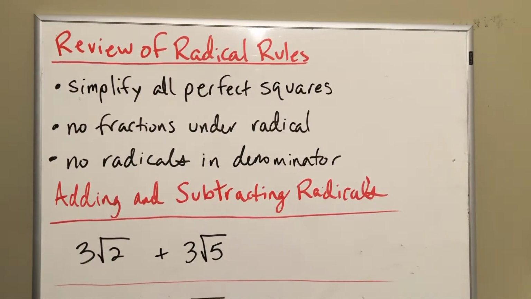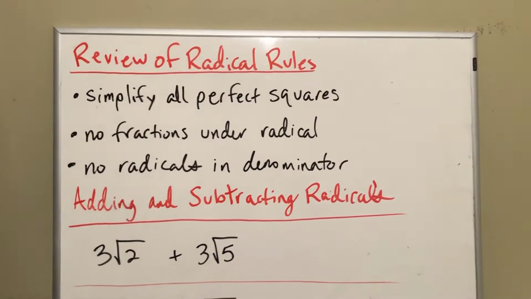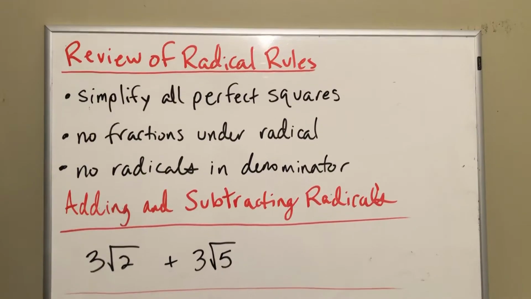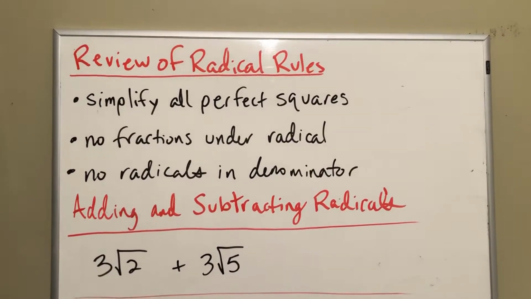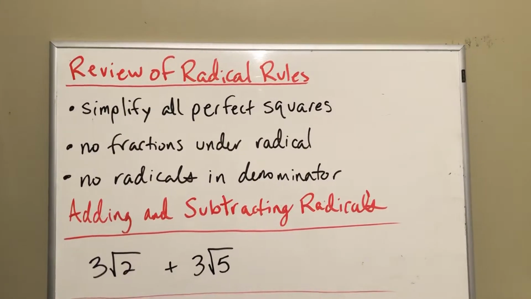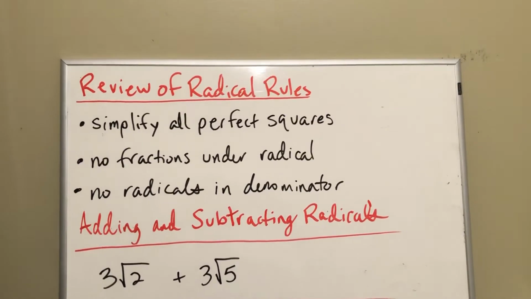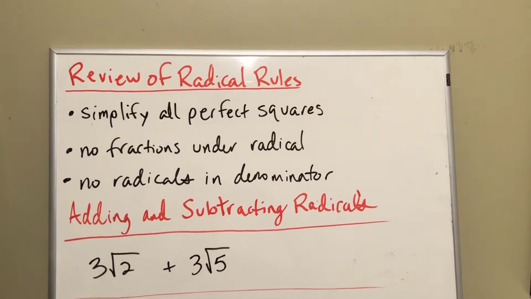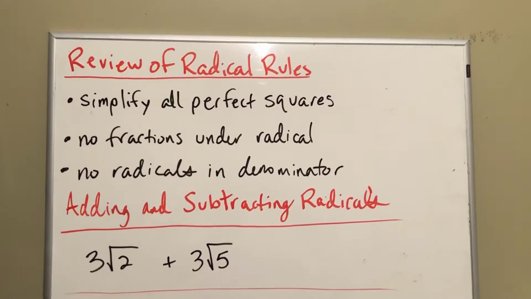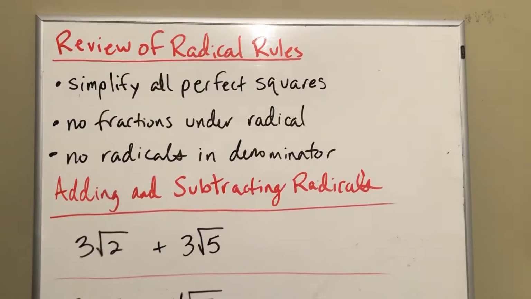So this lesson is on adding and subtracting radicals, but before we move on to that, I just want to review the three critical radical rules that you've learned so far. That is to simplify all perfect squares in all cases with radicals. You can't have any fractions under the radical. And so if you have to break up a fraction, you need to also remove the radical from the denominator. So all three of those rules apply at all times, something to keep in mind as you're simplifying any radical expressions. Okay, let's look at adding and subtracting radicals.